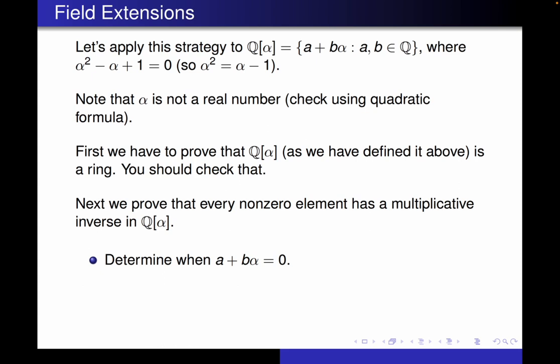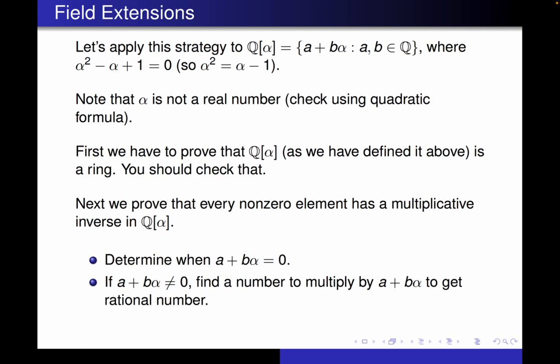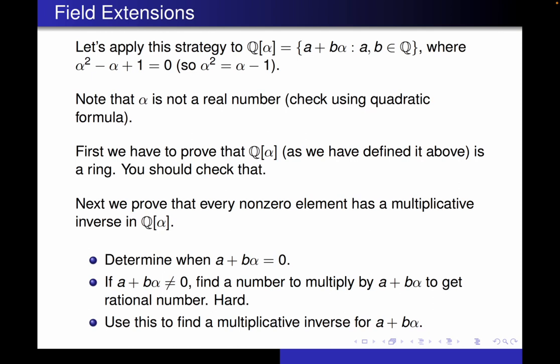So we're going to start off the same way we started off before. First, we're going to determine when a plus b alpha is equal to 0. When a plus b alpha is not equal to 0, we want to find a multiplicative inverse, but we're first going to have a less ambitious goal. What do we multiply it by, a number in Q of alpha, that can give us a rational number? And that's going to be hard, but we're going to do it. And then you're going to use that number to help you find a multiplicative inverse for a plus b alpha, just like we did for a plus b square root of 3.